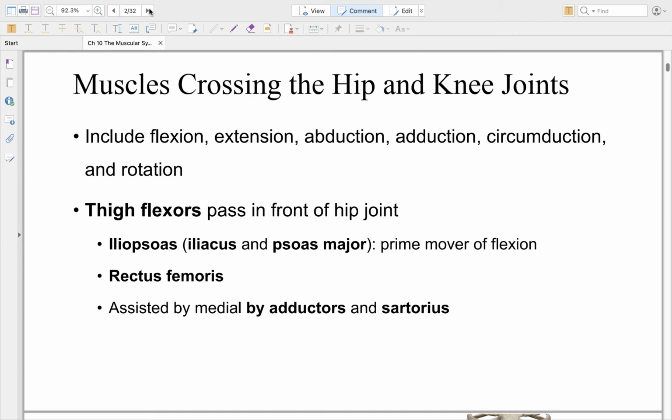Okay, now we have thigh flexors that pass in front of the hip joint. Couple of examples: iliacus, this one right here, and psoas major. These are the prime movers of flexion in your thigh. We also have rectus femoris, that's a prime mover. And then in general, the thigh flexors are assisted by medial adductors and other muscles, such as the muscle sartorius. So we're going to learn these muscles.